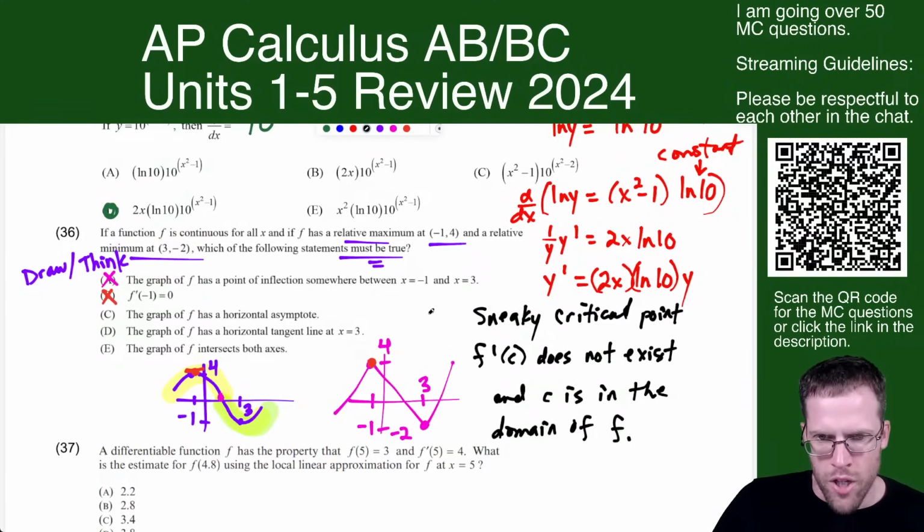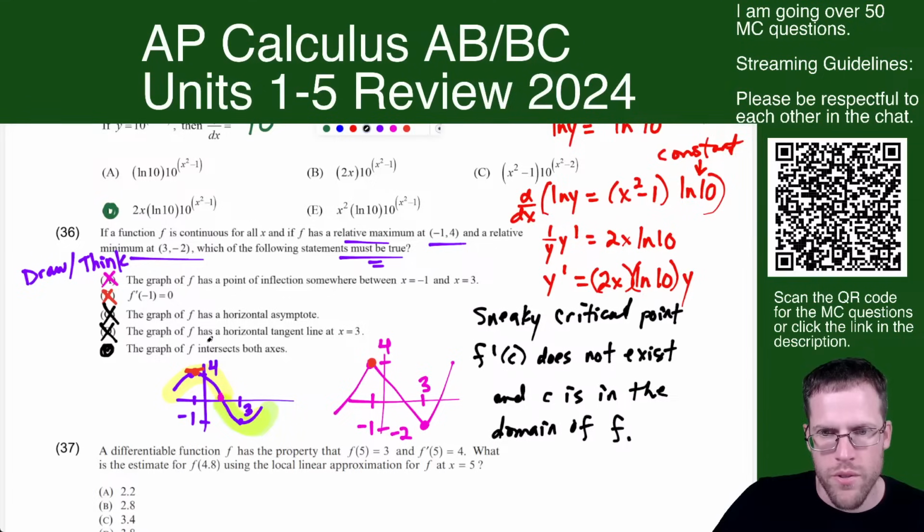All right. The graph has a horizontal asymptote. That's not a must be true. The graph of f has a horizontal tangent line at 3. Nope, it could be a sharp turn, and then it doesn't have a tangent line. So it has to be this one just by process of elimination.